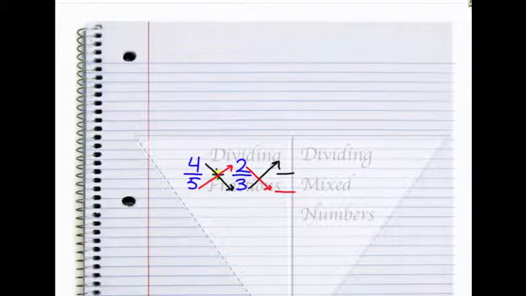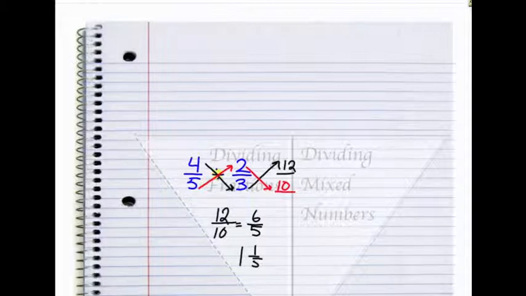So 4 times 3 is 12, and 5 times 2 is 10, which will give us our solution, which is 12/10, or simplified 6/5, or written as a mixed number, 1 1/5. Any of those answers would be acceptable. We do want to practice simplifying usually, though.